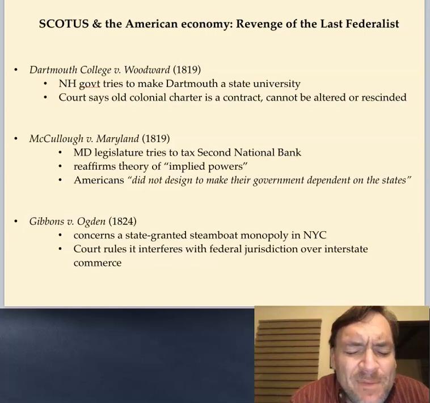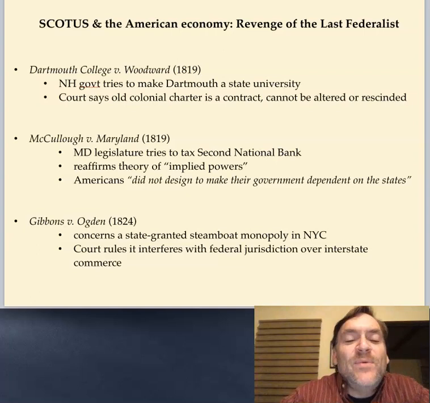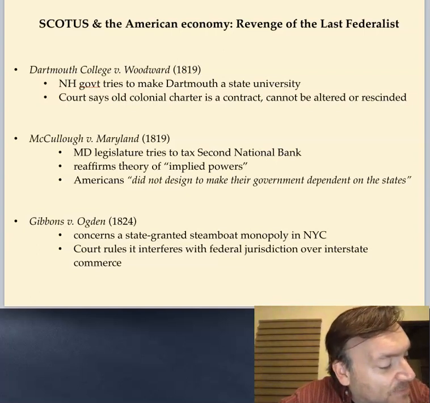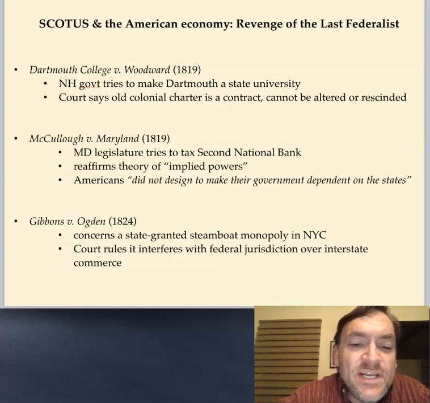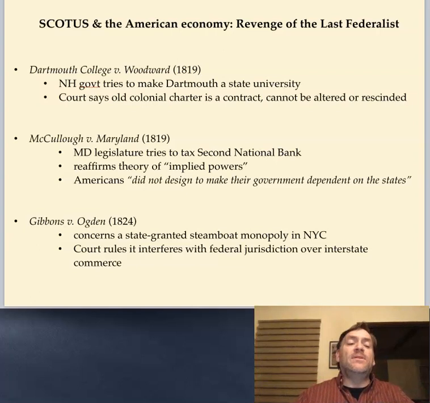I can't remember who's who here, which one's which. But it ruled in favor of Gibbons. Gibbons is the one who has a license from Congress, a charter from Congress. It rules in his favor because the federal government had jurisdiction over interstate commerce, right? And therefore, the nationally granted charter would rule here and supersede the state-granted steamboat monopoly. So again, it's vindicating federal power, federal jurisdiction over interstate commerce.